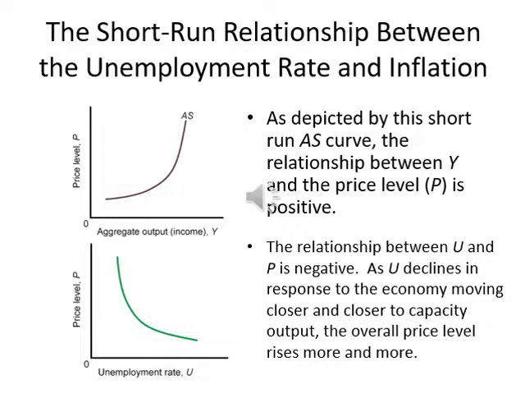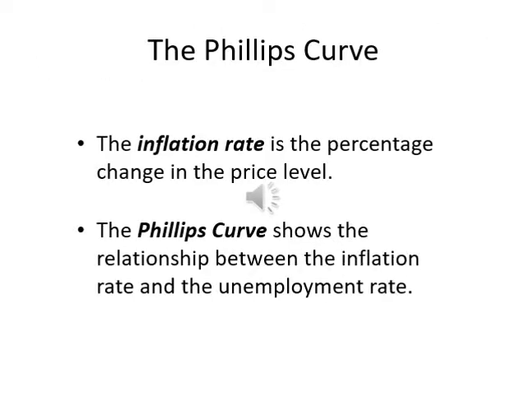The Phillips curve. 1. The Phillips curve shows the relationship between the inflation rate and the unemployment rate. 2. The inflation rate is the percentage change in the price level. There is a trade-off between inflation and unemployment. To lower the inflation rate, we must accept a higher unemployment rate.